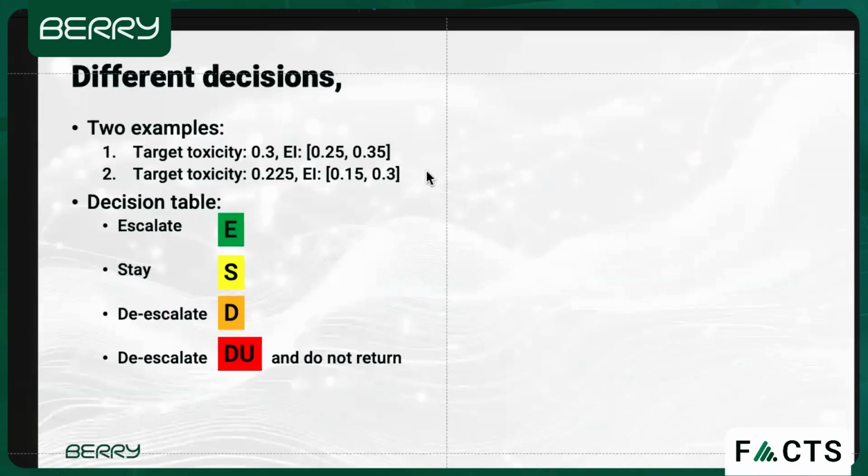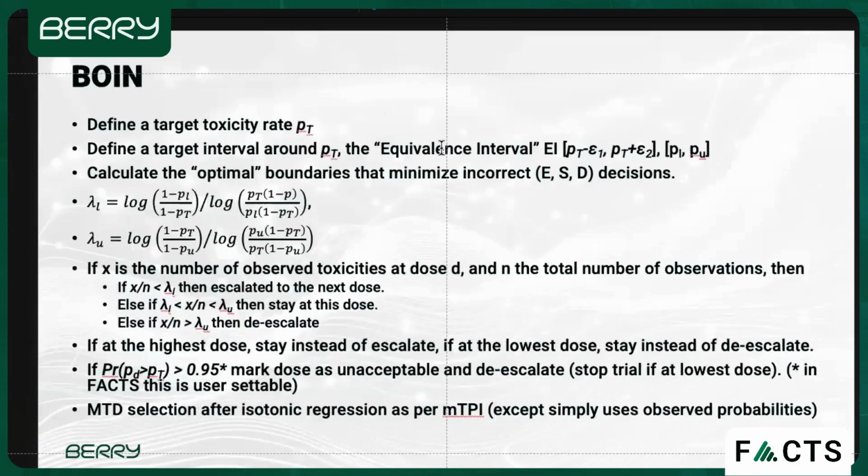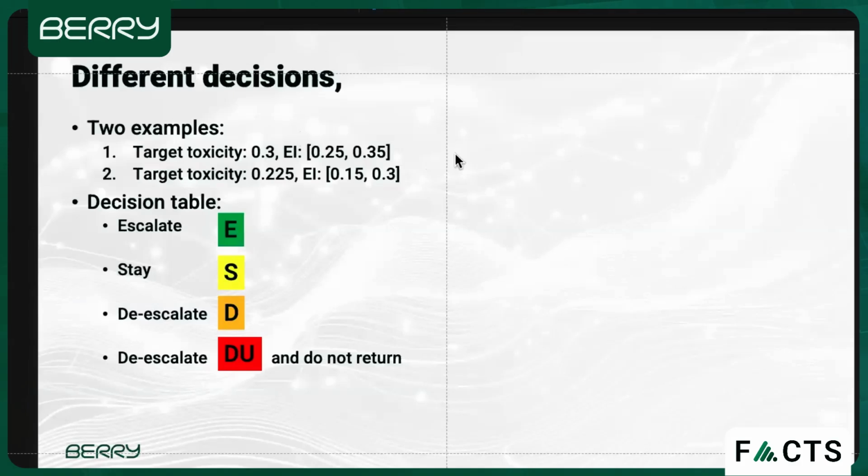So all of these methods have one attractive feature, which is that ahead of running the trial, given your selections of PT and the interval, and maybe also this threshold, we can pre-calculate, for every combination of number of subjects observed and number of toxicities, whether the rules will say escalate, stay, de-escalate, or de-escalate and do not return.